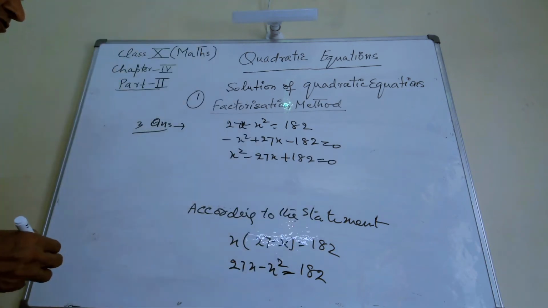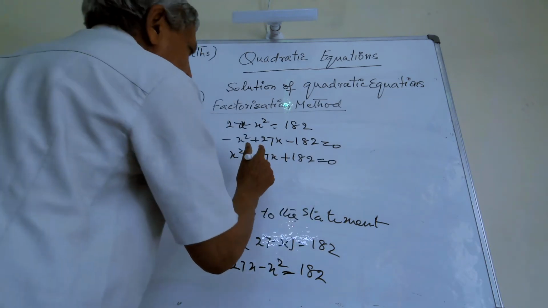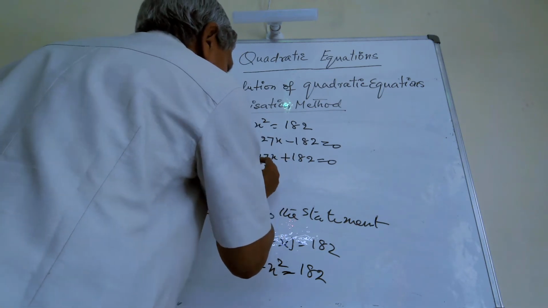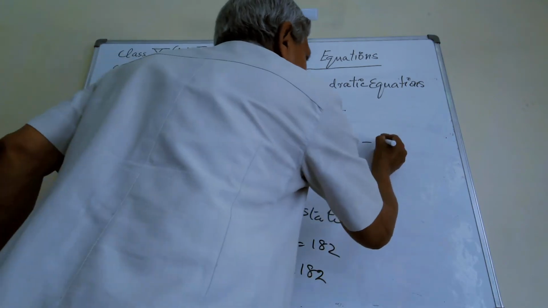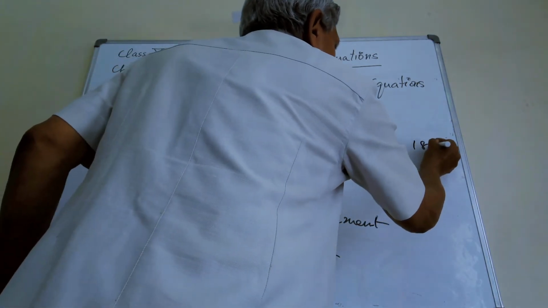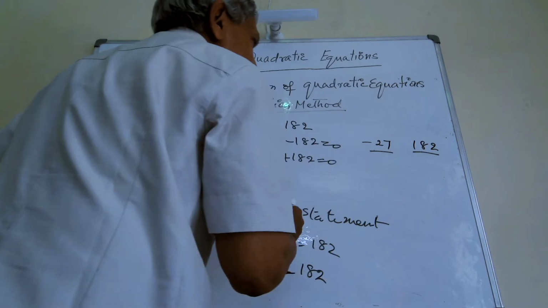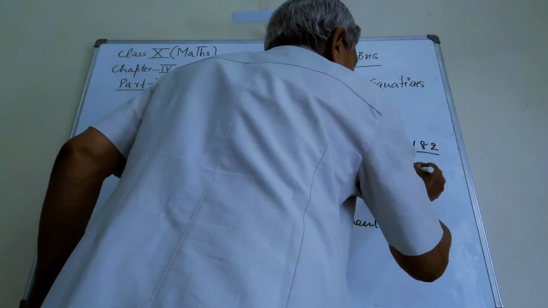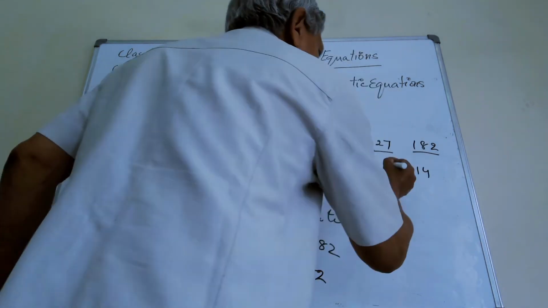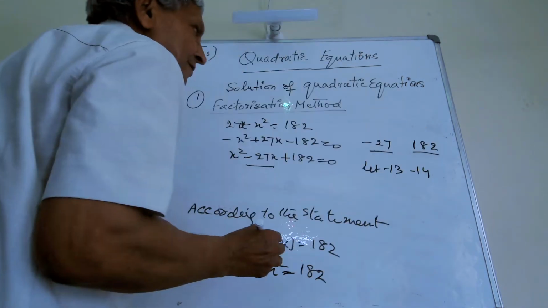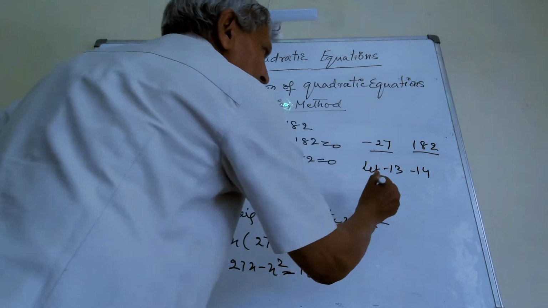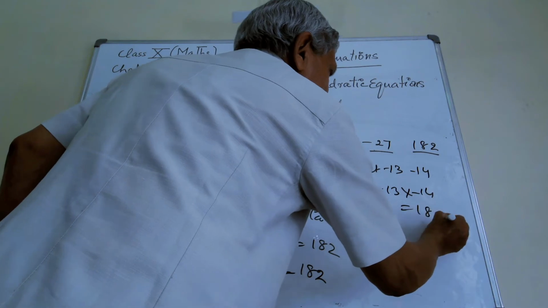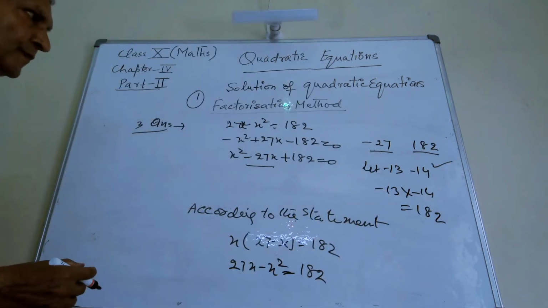Now factorize, as you have done in these two examples. Sum should be minus 27 and product should be 182. Let the two numbers be minus 13 and minus 14. Sum is minus 27 and product of minus 13 and minus 14 is equal to 182. These are the two numbers.